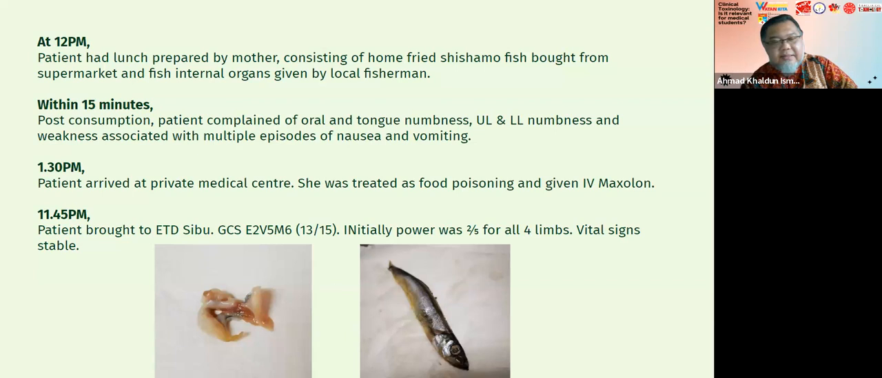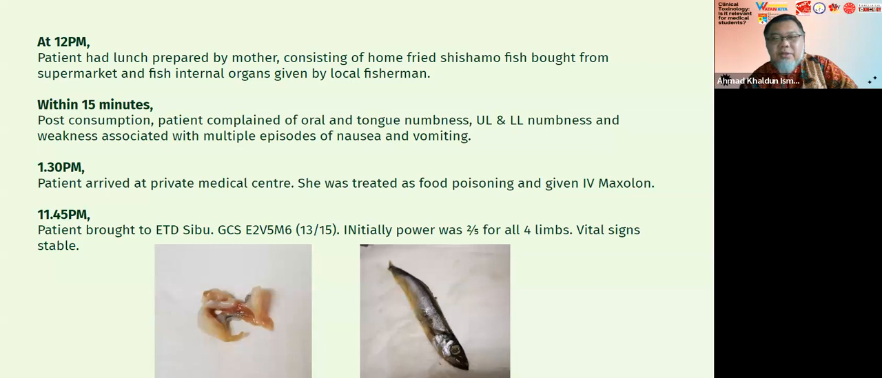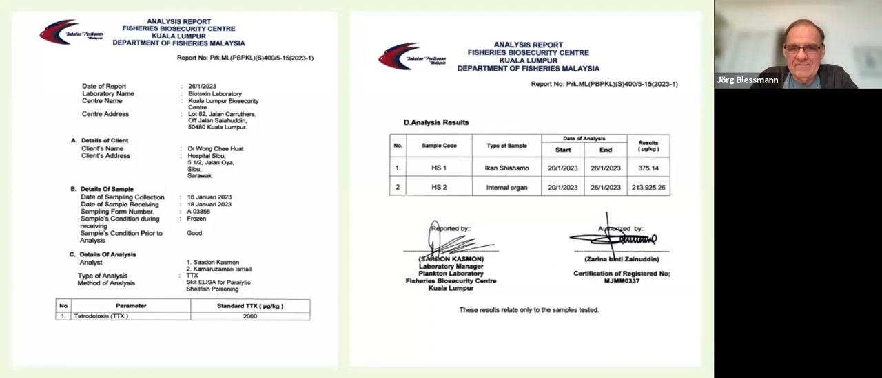Yeah, I have a question. Do you think the internal organs were not from the fish, but from a puffer fish? Yes. Can you put up the result? They analyzed both the shishamo fish and the internal organ. You can see the internal organ contained tetrodotoxin at 213,925.96, whereas the reference for tetrodotoxin is 2,000 only. And the shishamo fish is only 375. So it's not the shishamo fish, but the internal organ.